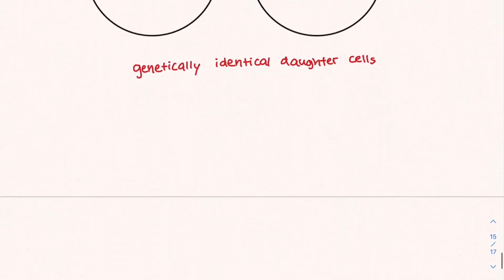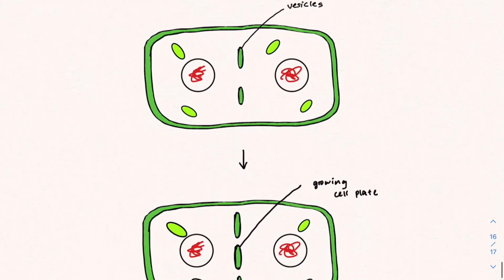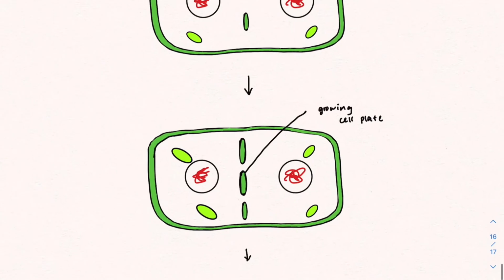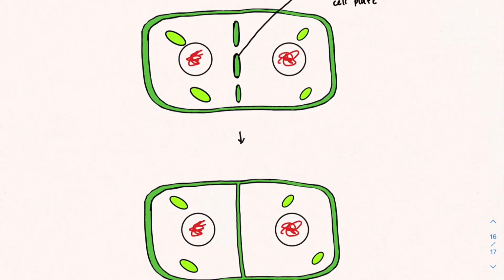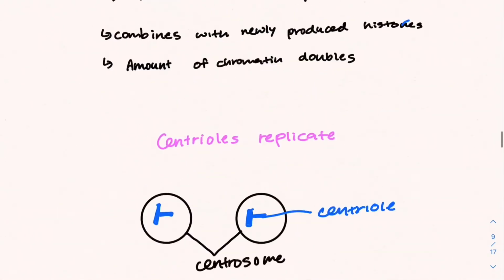Well, in plant cells, there will be vesicles containing cellulose that will align themselves to the equator of the cell. And these vesicles will then form segments of the cell wall to form a cell plate. These segments will fuse together to form a new cell wall that separates the cell, which results in 2 genetically identical daughter cells forming. And that is the end of mitosis.